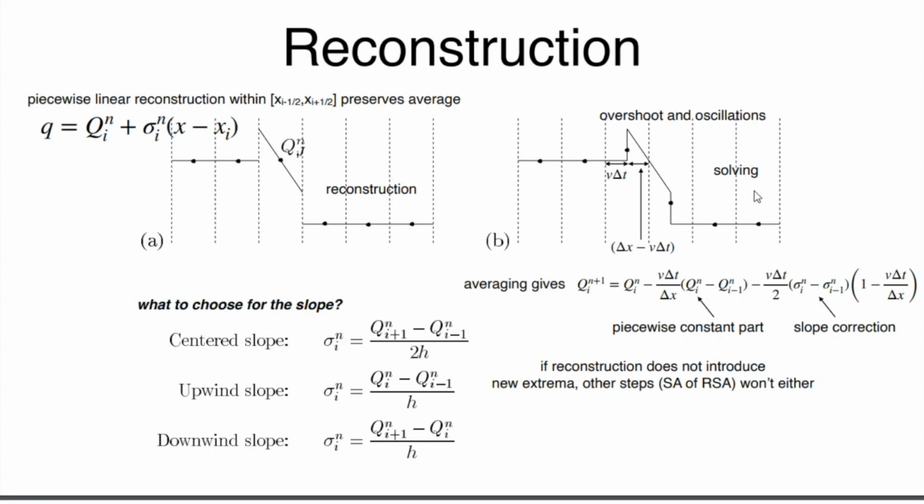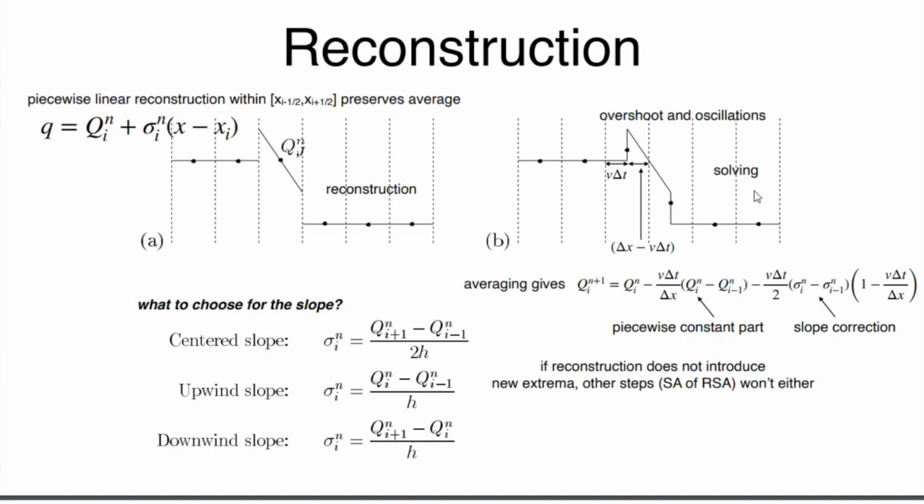Let's say you had an initial reconstructed profile with some average value and a slope, and you evolved it and averaged it, this is what you get. Okay, so these sigmas are the slopes.